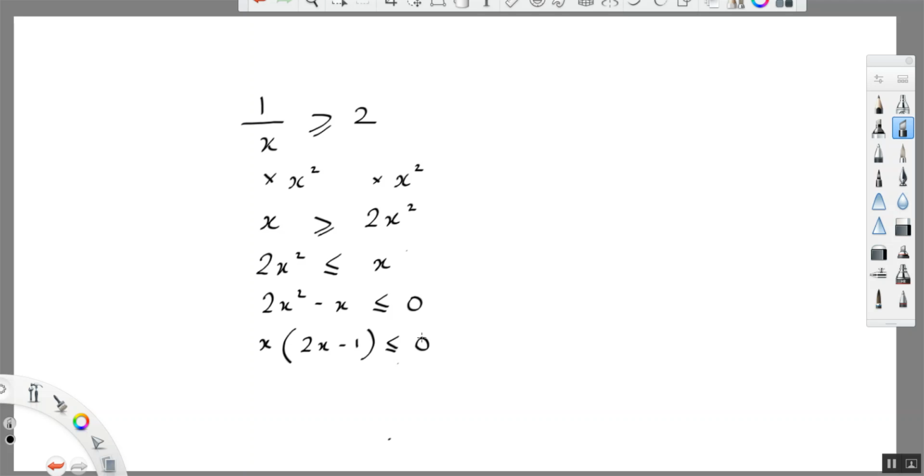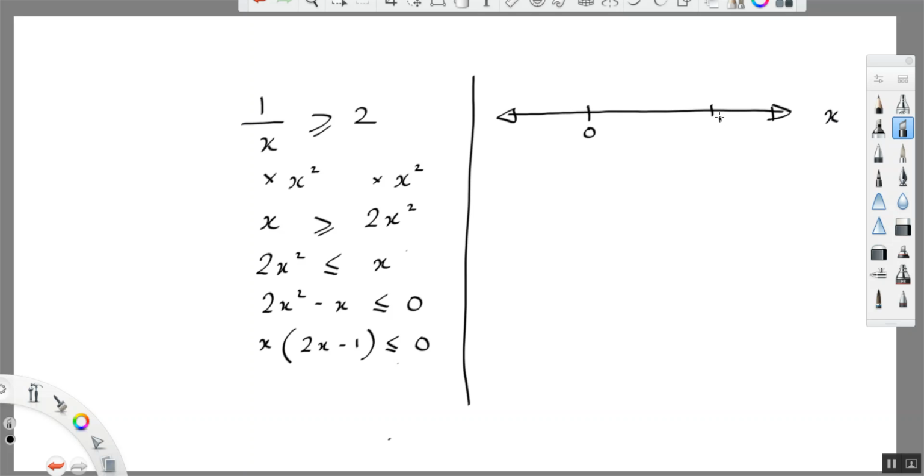Now we use the technique for quadratic inequalities, which is to look for where this is equal to 0. Looking at the left-hand side, it will equal 0 at x equals 0 and x equals a half. So I will draw a number line and put on it x is 0, x is a half. And I'll test a region.